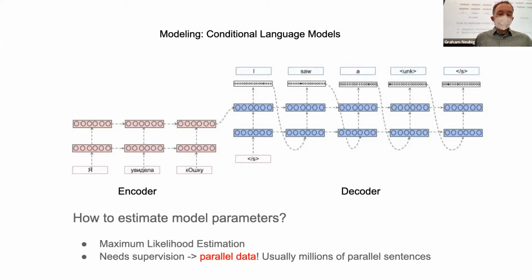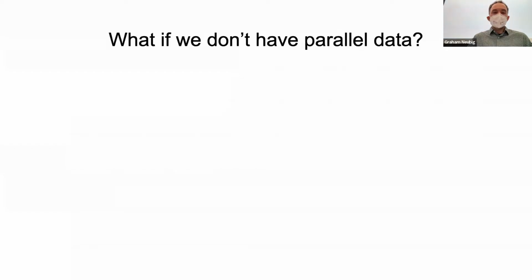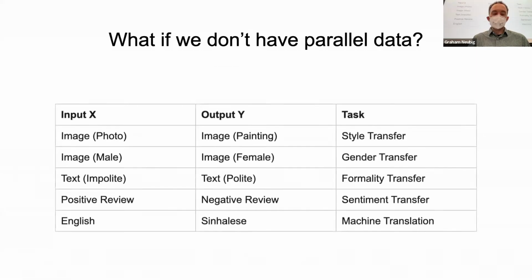And the way we traditionally estimate the model parameters here is using maximum likelihood estimation to maximize the likelihood of the output given the input. And generally, this needs supervision in the form of parallel data, usually millions of parallel sentences. So what we're going to ask about in this class is, what if we don't have parallel data?